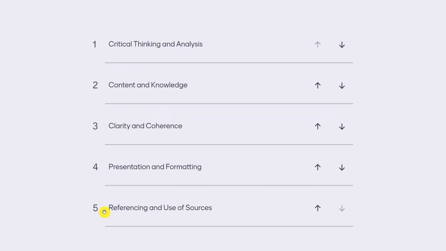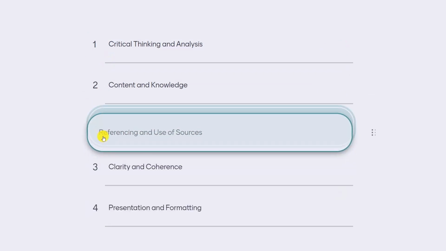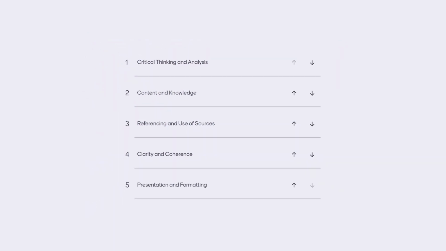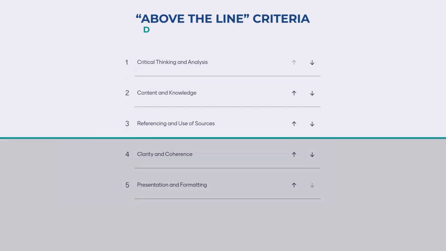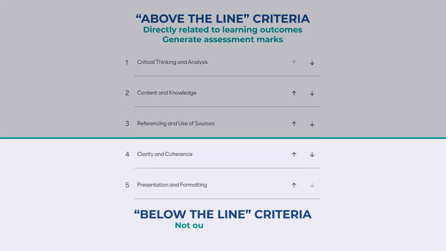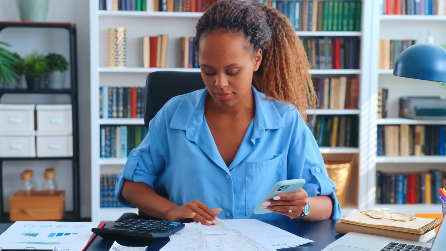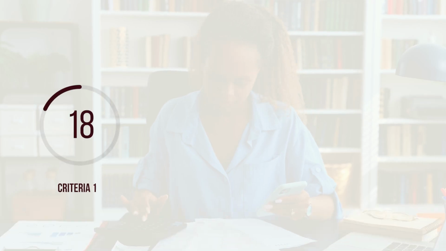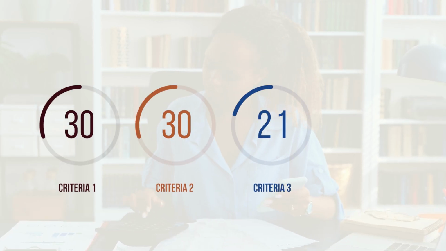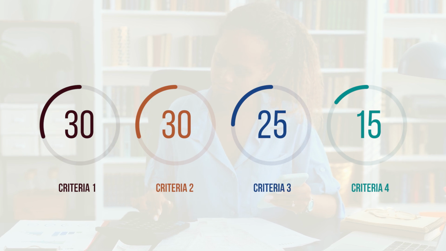Prioritize your criteria based on importance. Elements directly related to the outcomes, the above-the-line criteria, will generate assessment marks. Below-the-line criteria, such as soft skills that are not outcome-sensitive, can feature on the rubric for developmental feedback but will not generate marks. Weighting criteria should reflect their importance in evidencing outcomes, which may vary across disciplines.